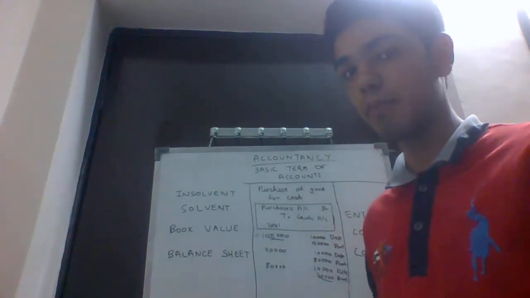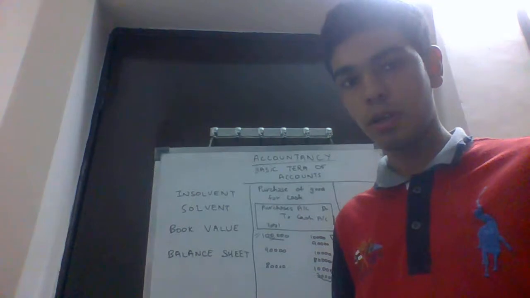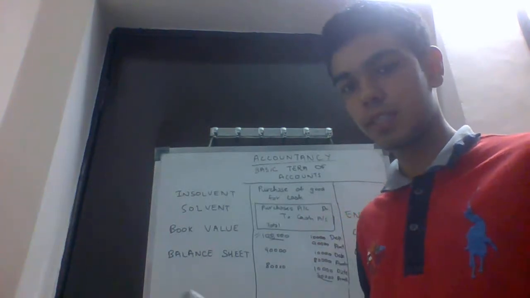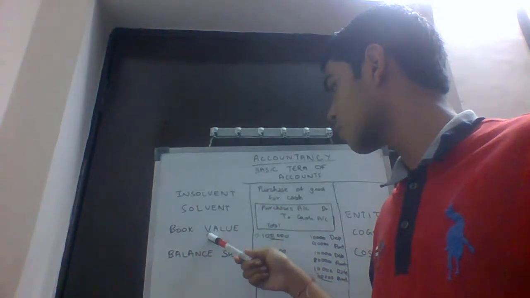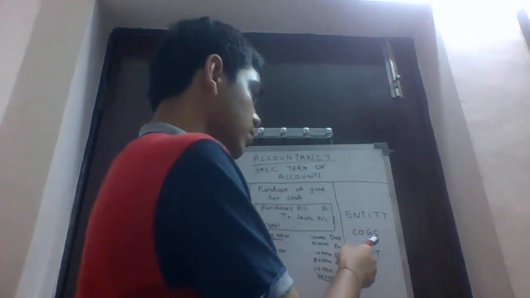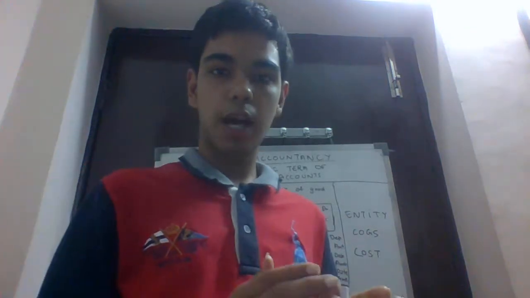This is the concluding part of the lesson on basic terms of accountancy, in which we'll try to understand terms like insolvent, solvent, book value, balance sheet, entity, COGS, and cost. Now, COGS is the abbreviated term for the cost of goods sold.